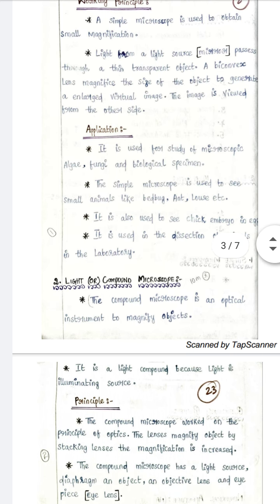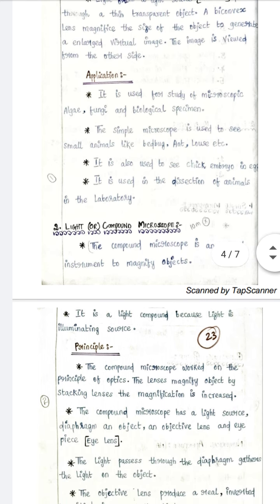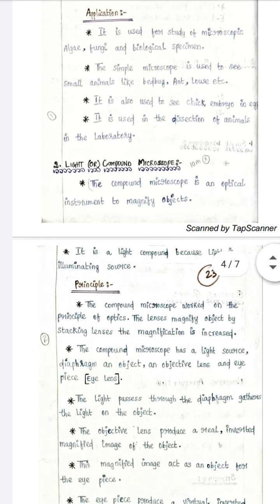So what is the application? What are the uses of a simple microscope? It is used for the study of microscopic algae, fungi and biological specimens. It is used to see small animals like bedbug, ant, louse, etc. It is also used to see chick embryo in an egg, and in the dissection of animals in the laboratory.